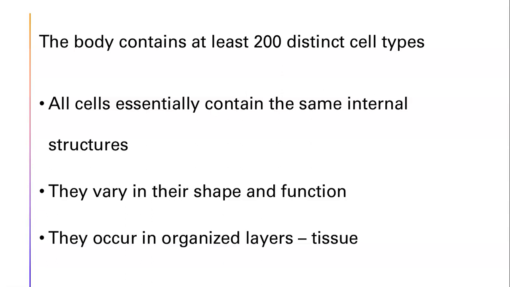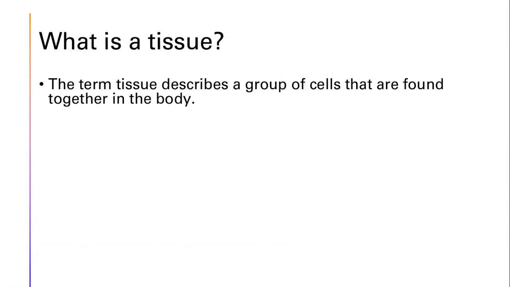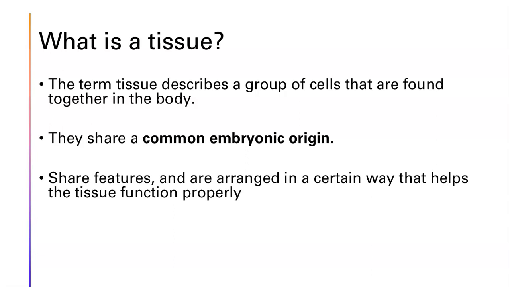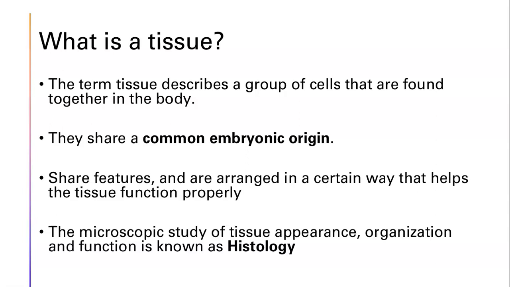And cells often occur in these organized layers that we call tissue. And so, what is a tissue? The term tissue describes a group of cells that are found together in the body. Okay, great. What does that mean? They share a common embryonic origin. Well, what does that mean? We'll get to that in a second. They share features and are arranged in a certain way that helps the tissue function properly. So it's groups of cells that are found together that share features and are arranged in a certain way that helps the tissue function.